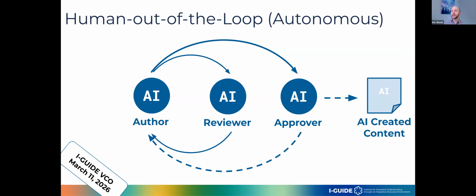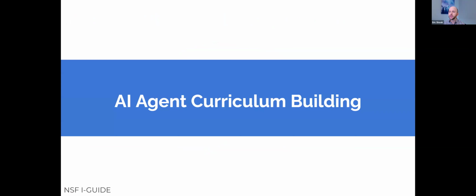And then we can say human out of the loop or fully autonomous, where AI is authoring, AI is reviewing, and AI is approving. So at this point, there's no human in this process at all, right? You are basically handing over the autonomy for AI to guide the curriculum building process entirely. So these are kind of some of the options that we're talking about.